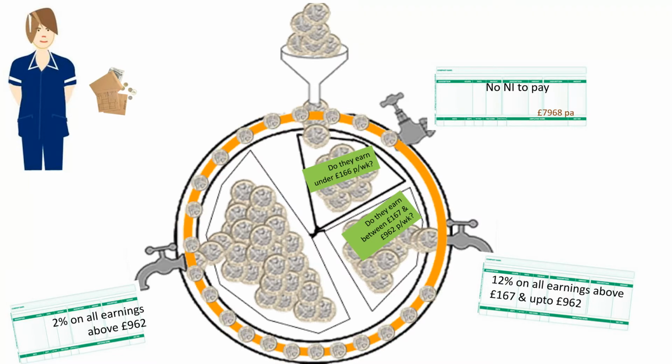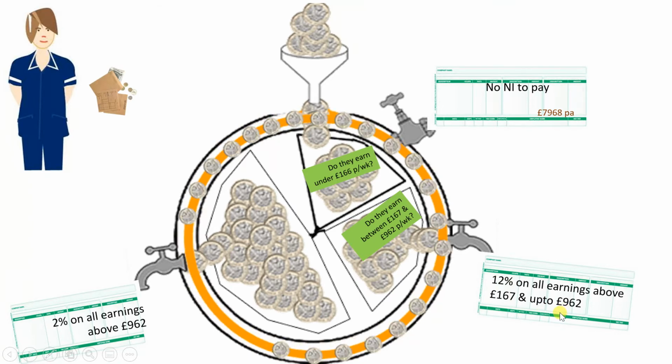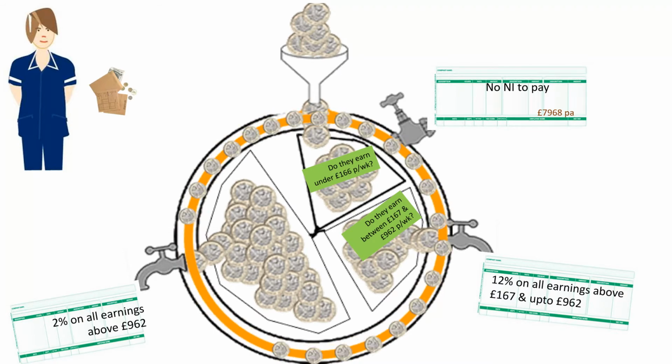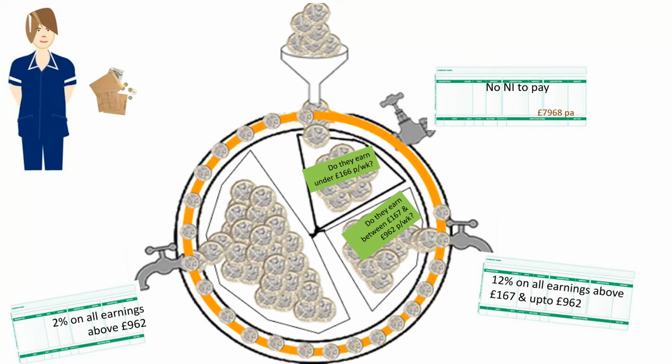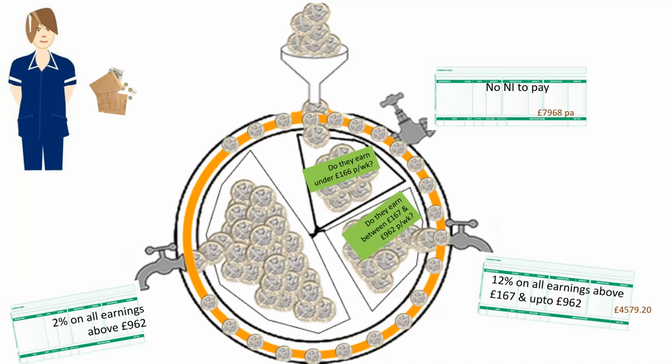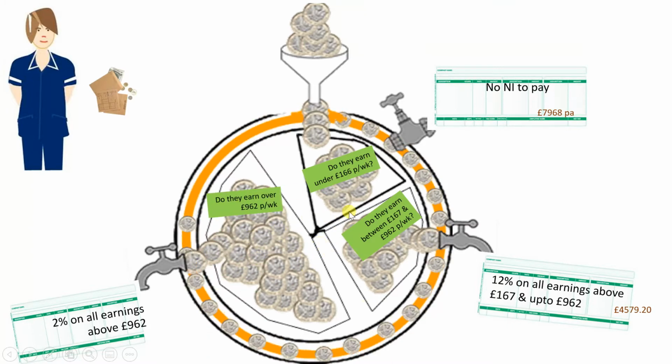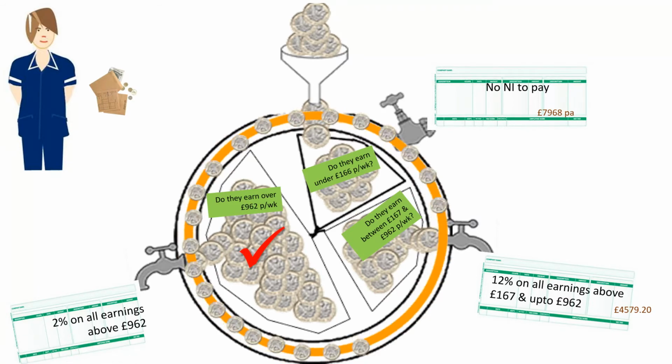So if we calculate that middle portion, in between those two weekly figures, that totals an annual figure of £38,160, which she will be charged at 12%. 12% of that middle portion, that £38,160, is £4,579.20. Now Amy earns enough to actually fill the third portion when we ask the question, do they earn over £962 per week? Well, Amy clearly does earn over £962 per week.